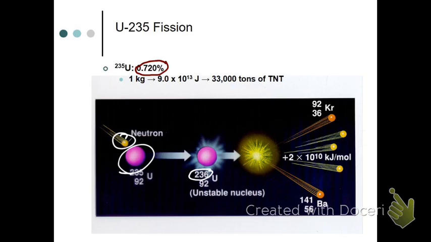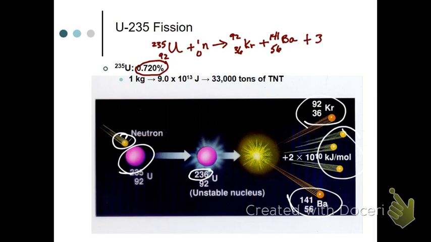Now this destabilizes the nucleus, causes it to change shape, and what will happen is it will then split, all right, and break apart into two smaller nuclei, in this case krypton and barium. Now again, the products can vary quite a bit, so this is just one example. And along with that, we produce 3 additional neutrons. Okay, so kind of summarizing, here's the nuclear reaction that's depicted in this illustration.